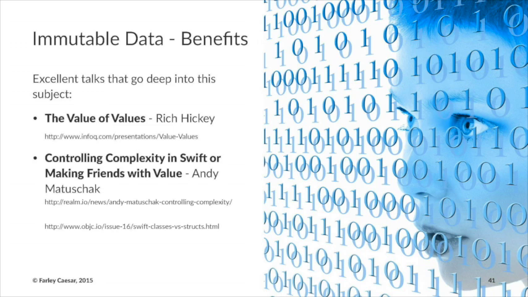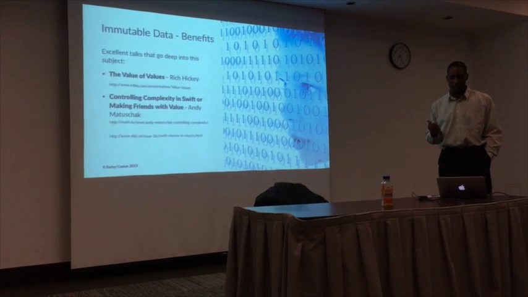There are some really great talks that go deeply into this subject of immutable data. There's a talk called The Value of Values by Rich Hickey. I'm going to publish these slides later this week so you can grab those links. And there's a really good one called Controlling Complexity in Swift or Making Friends with Value, by a guy named Andy Matuschak who worked at Apple on UIKit. He's very much a proponent of functional programming and Swift, and he worked with Swift before it was public, as one of the very few within Apple. He has some really good talks on this stuff.